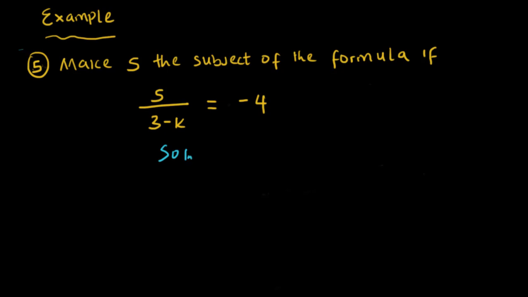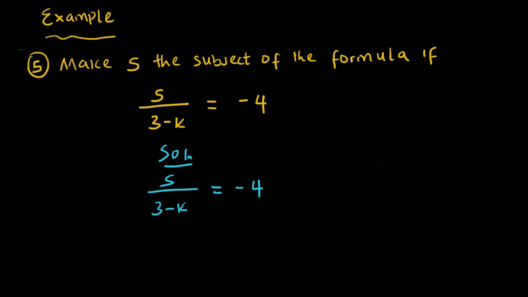So we have the solution: S all over 3 minus k equals minus 4. Now we want to make S to be on one side of the equation. If you look, S is being divided by 3 minus k. Now one way to do this is to do the opposite of what we have. You can cross multiply or something, which you will still get the perfect answer, but I want you to get this principle so that when we move to a tougher question, you will still be able to understand it.